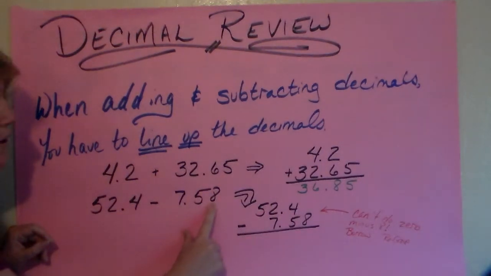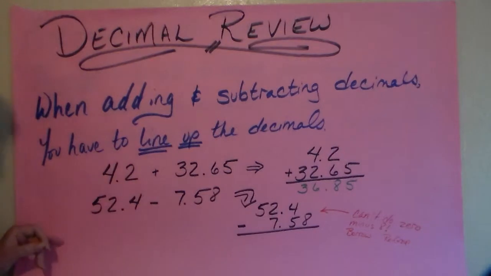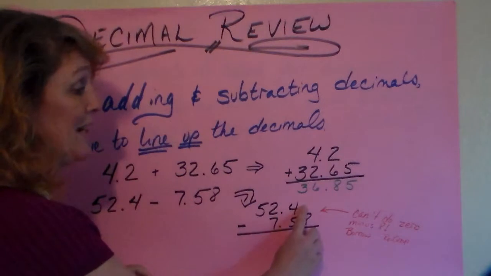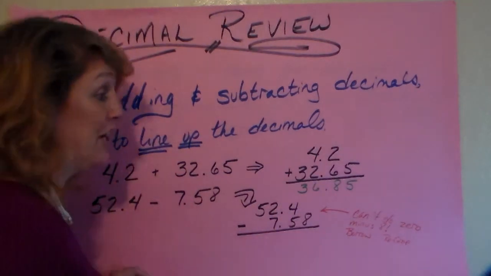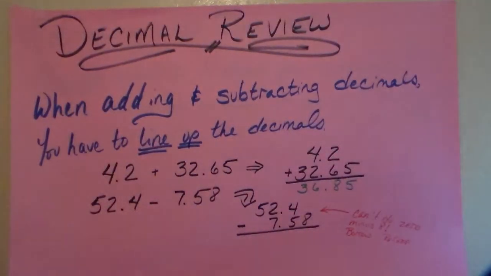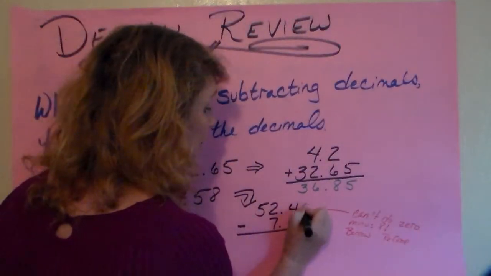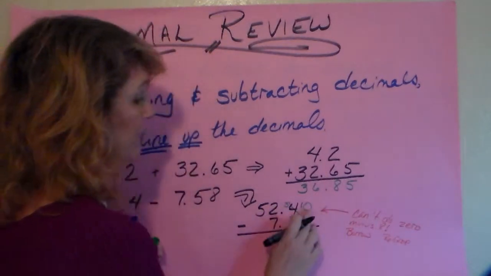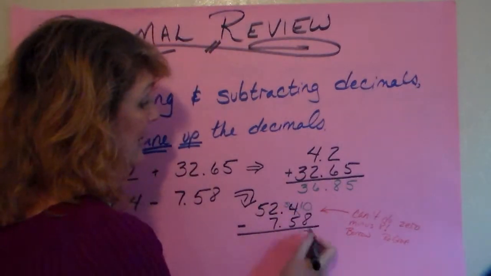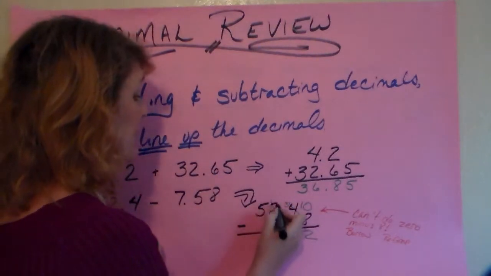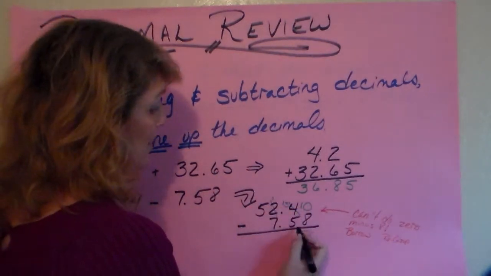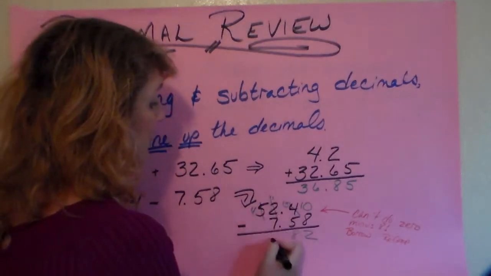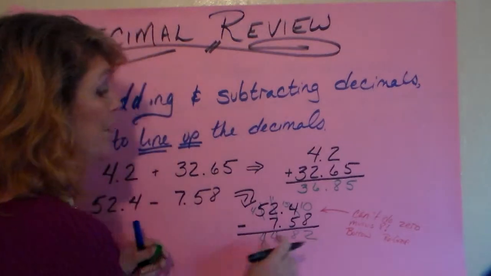52.4 minus 7.58. Remember that if there's a blank spot here and the blank spot is on top and you're subtracting, you can't do 0 minus 8. So you're going to stick your little 0 in here. You're going to borrow or regroup from the 4. I don't know what you guys call it. And then you've got 10 minus 8 is 2. Now I can't do 3 minus 5, so I'm going to regroup again. And 13 minus 5 is 8. And 4, 11 minus 7 is 4. So I end up with 44.82.